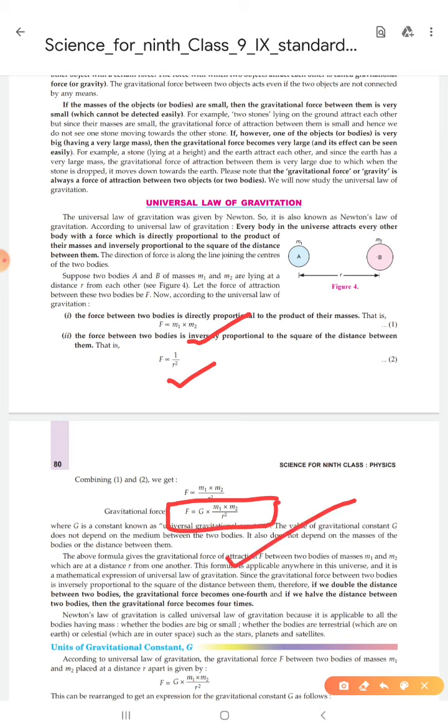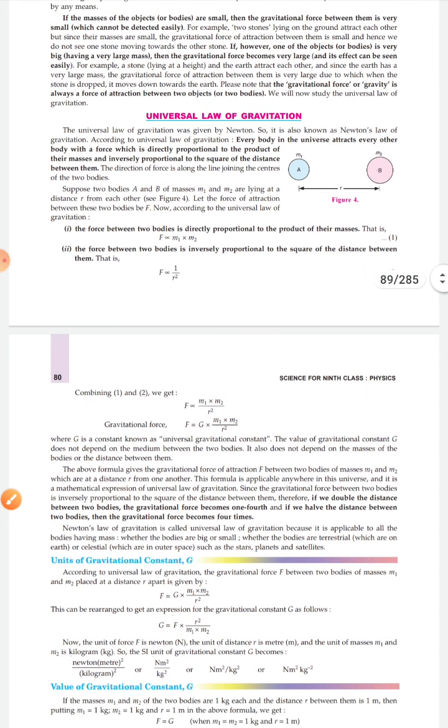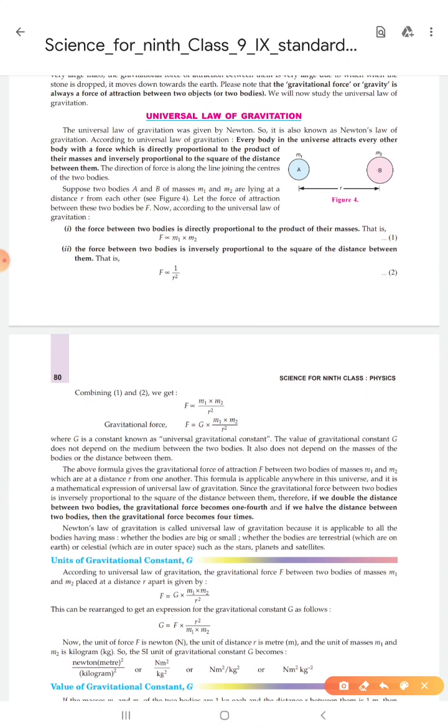Now from today we should know this formula: F equal to G m1 m2 upon r square. And what about G? This is the universal gravitational constant, and its value is 6.67 into 10 to the power minus 11 Newton meter square per kg square. This is a very important point. You have to remember this one, because we will solve numericals related to this formula, and it may be possible that there would be no value of capital G given, so we should remember this value.